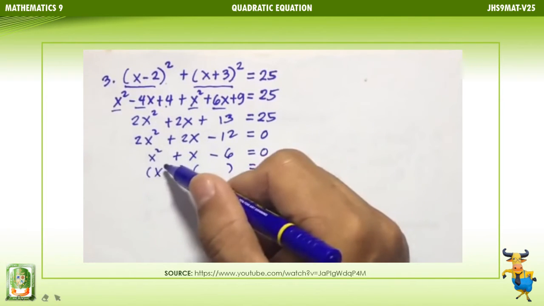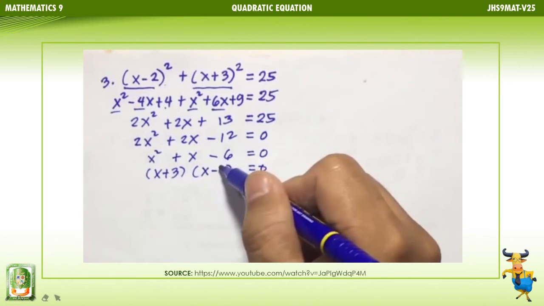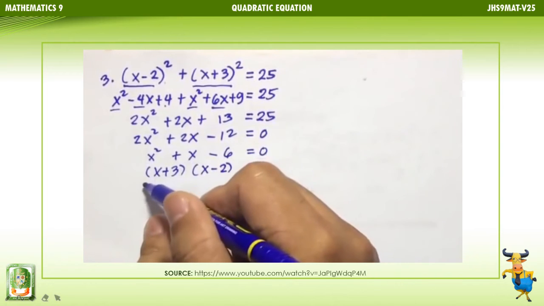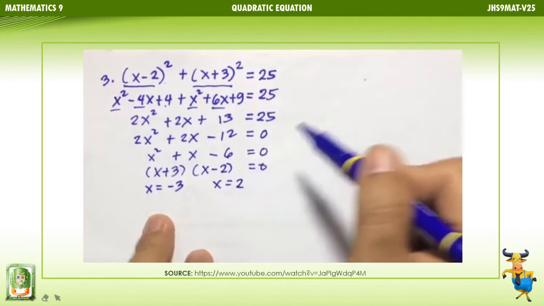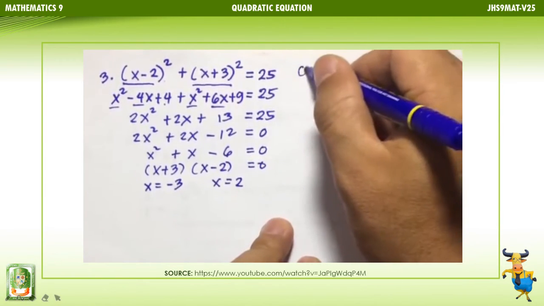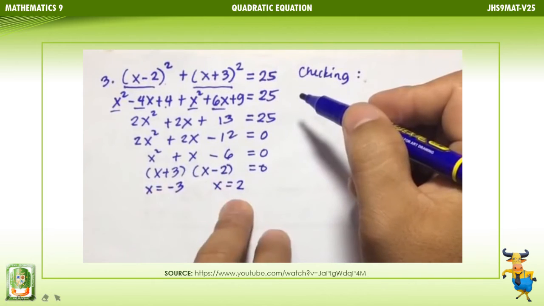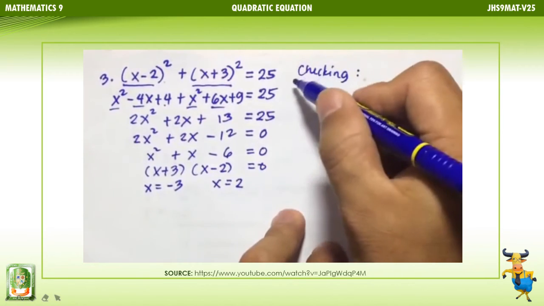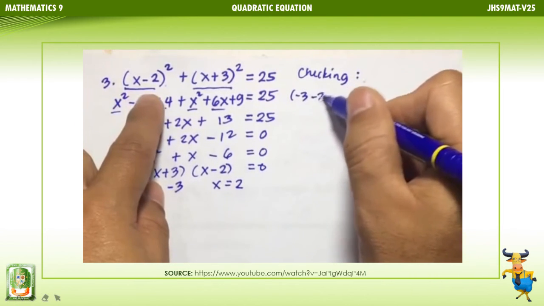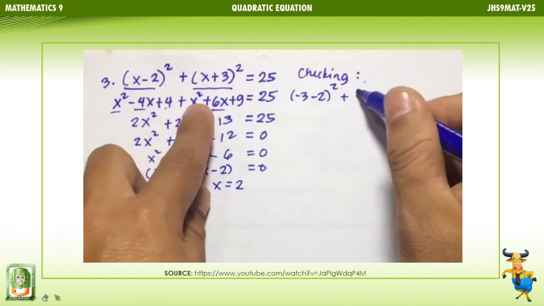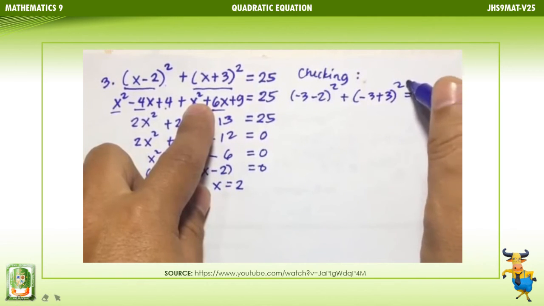So we're going to have here x plus 3, then times the quantity of x minus 2. Then in here, x will be equal to negative 3, and in here, x is equal to 2. And to check if our answer is correct, we're going to substitute negative 3 and 2 for x in the original equation. So if x here is equal to negative 3, we're going to have negative 3 minus 2 squared plus negative 3 plus 3 squared, is it equal to 25?